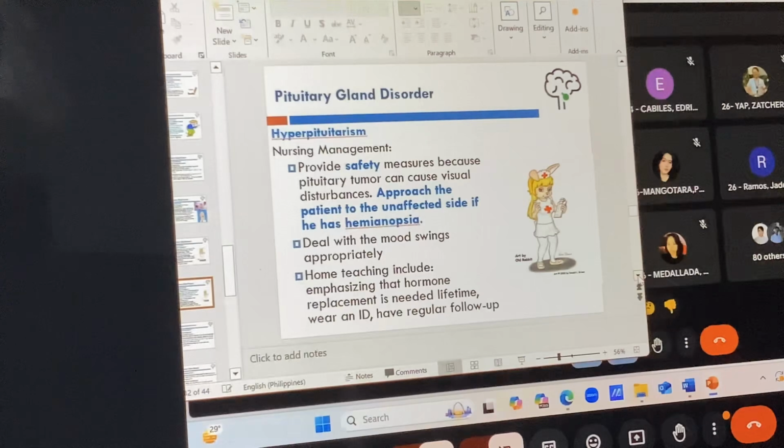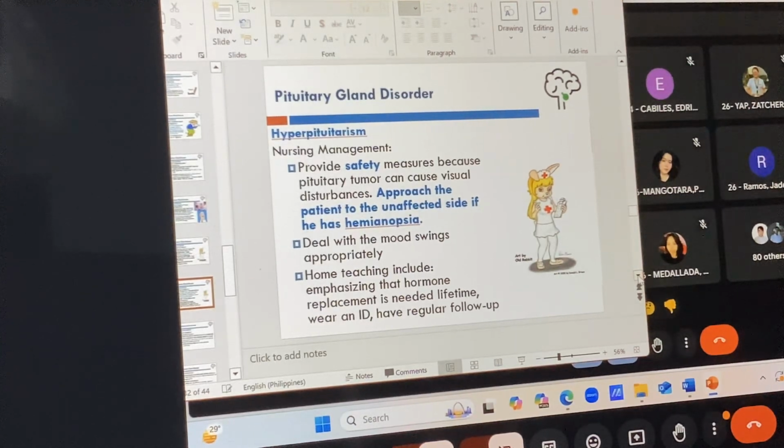Okay? Para at least hindi naman, just imagine, i-approach mo yung patient mo sa left yung walang vision. So, the patient has to be able to see you. So, it has to be on the unaffected side. Okay? Because ang patient natin, meron siyang hemianopia or hemianopsia.